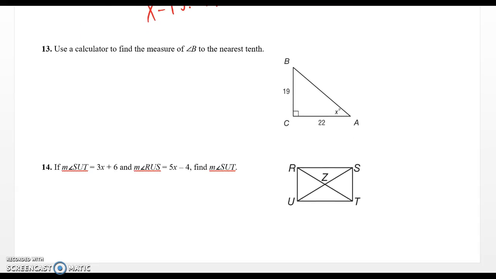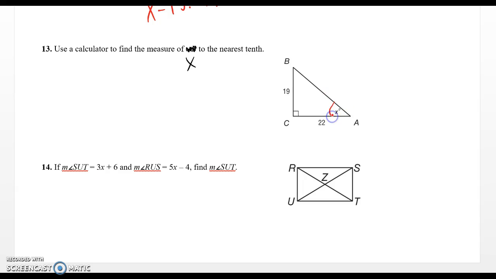Alright, number 13. I realized after I printed all our reviews that it does have a typo. It says use a calculator to find the measure of B, which is fine, we can do that. But on the picture it shows our X, our missing angle, is actually angle A. So I think we can do either one because our picture is how it is. I'm going to cross out this and just say find the measure of X, the one that is missing on our picture.